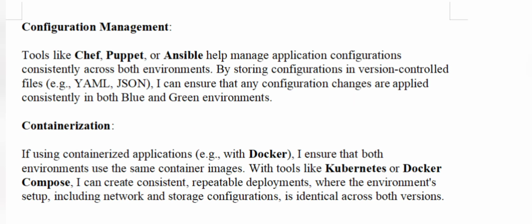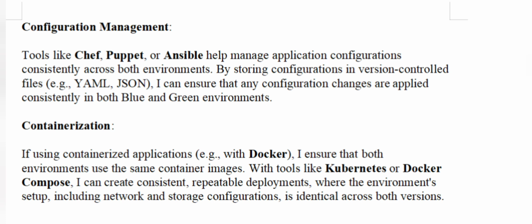The next point is configuration management. Tools like Chef, Puppet, or Ansible help manage application configurations consistently across both the environments. By storing configurations in version controlled files, for example YML or JSON, it can be ensured that any configuration changes are applied consistently in both the blue and the green environments.